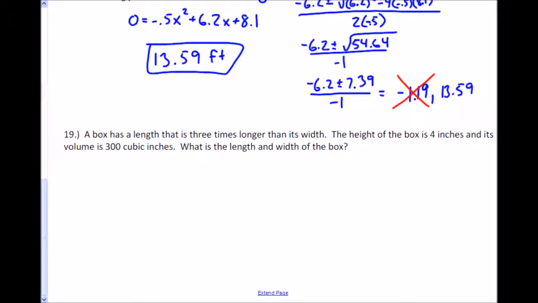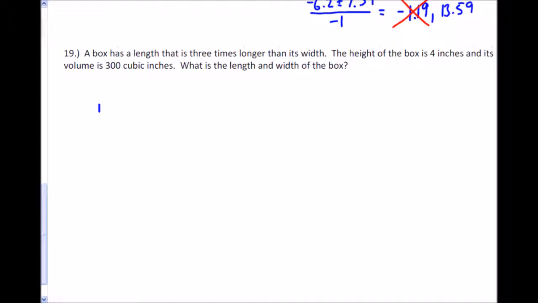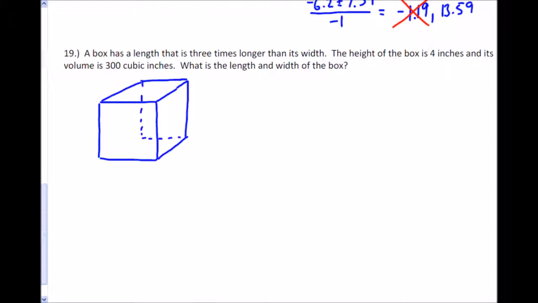Okay. And number 19, it says that we've got a box. All right, so let me draw a box real quickly. Pretty good looking box, Mr. Jansen. I know we're all very impressed with my artistic abilities. And it gives me some dimensions here.